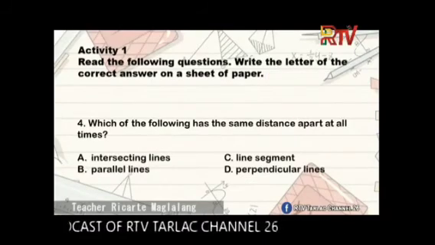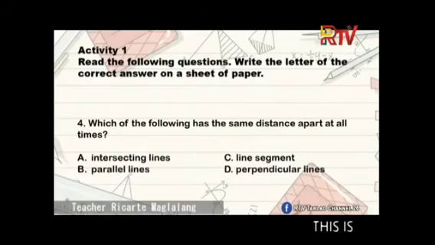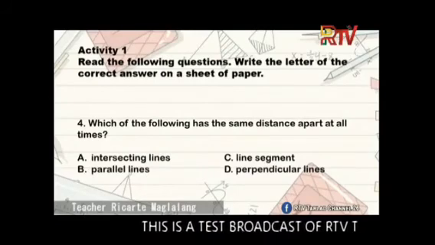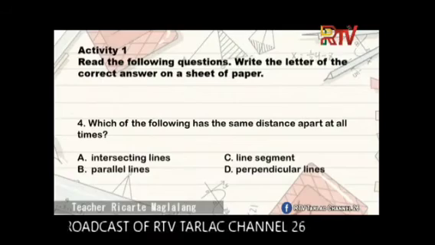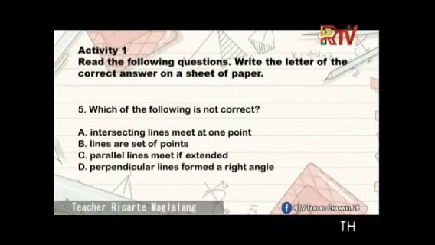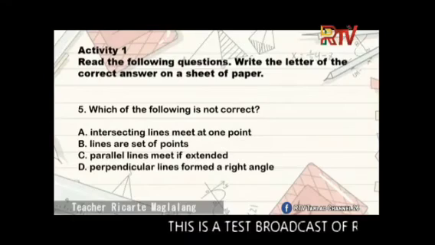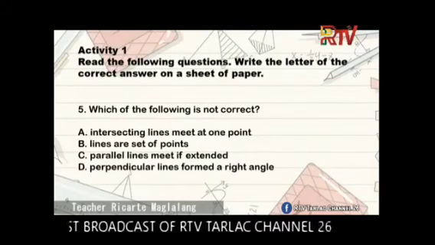Number 4, which of the following has the same distance apart at all times? Is it A, intersecting lines, B, parallel lines, C, line segment, or D, perpendicular lines? Go! For number 5, which of the following is not correct? A, intersecting lines meet at one point, B, lines are set of points, C, parallel lines meet if extended, or D, perpendicular lines formed a right angle? Go!